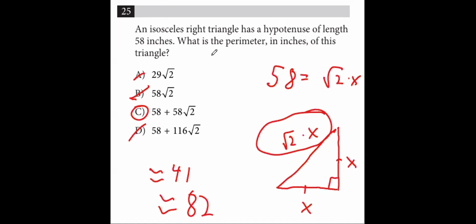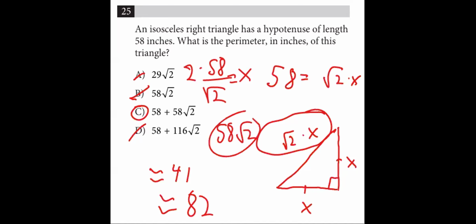Actually, a simple way would have just been 58 divided by root 2 equals x, and then you just multiply by 2. So 2 times 58 over root 2 simplifies to 58 root 2, because the 2 in the numerator is 2 to the first and the denominator is just 2 to the 1/2.